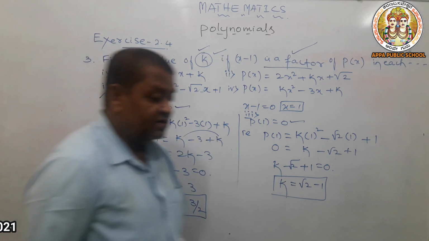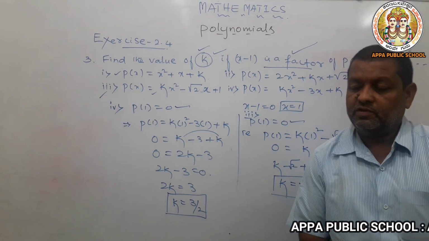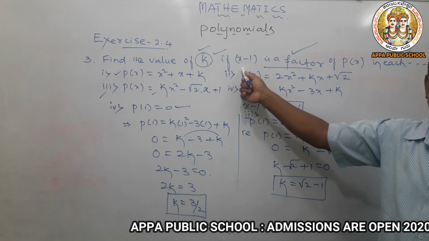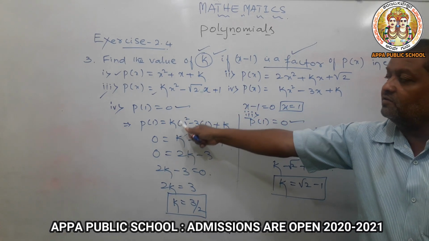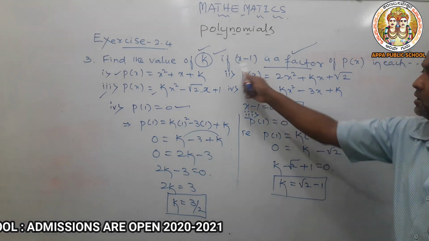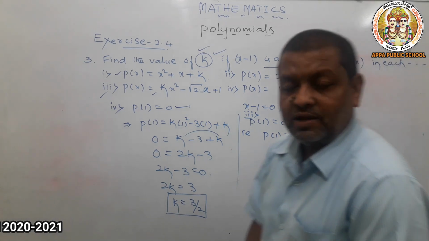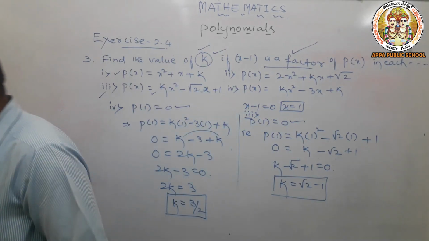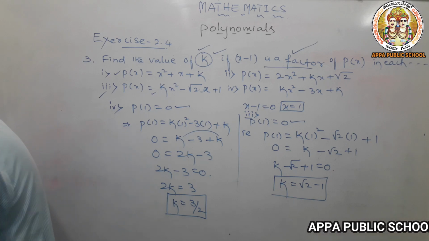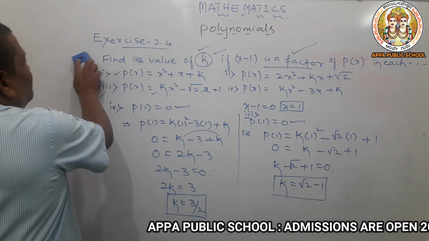You observe in all sums the same procedure we are using. If x minus 1 is a factor, then definitely P of 1 is equal to 0. So substitute the x value 1 in all cases and find the value of the unknown. Very simple. Let me take the next question, that is factorize.